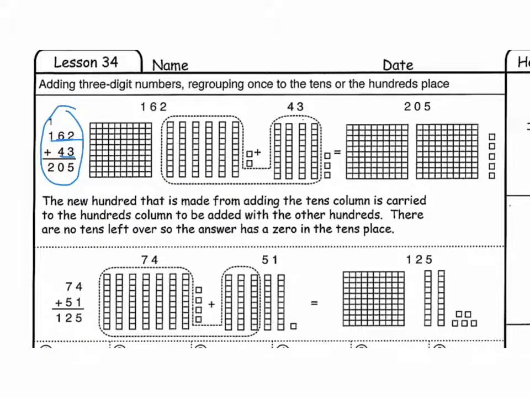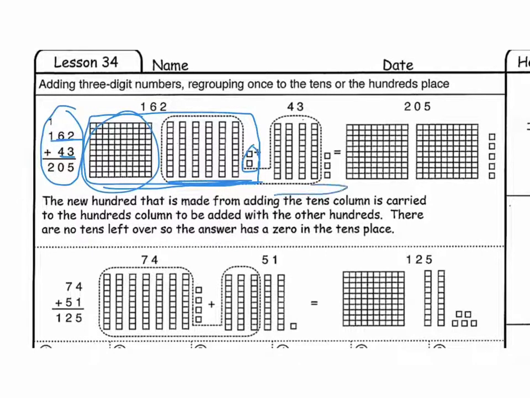So we have some pictures of manipulatives over here off to the side. Here's the number 162. 162 is right there inside that box. So this is the number 100 right here. This is the number 60 because there's 6 tens. And then we have 2 more right there.